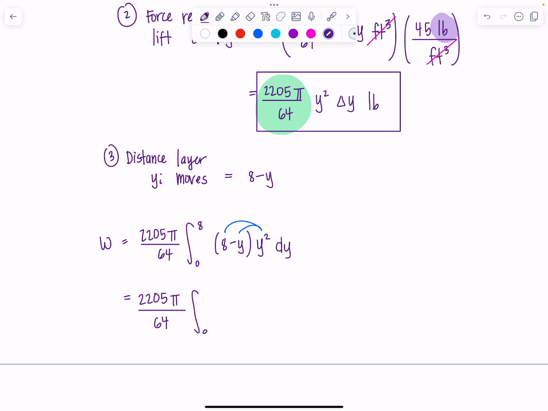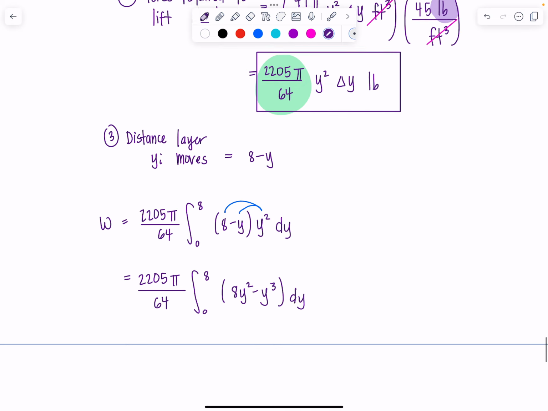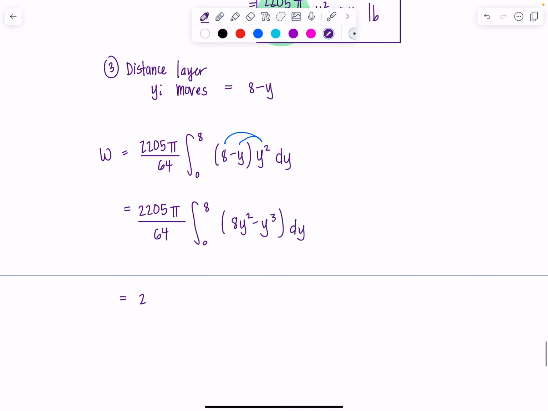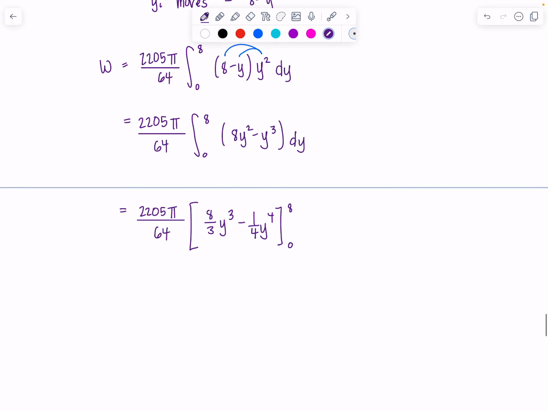Oops, I got too excited. I was going to integrate already. I guess you could if you're ready. 8y squared minus y cubed dy. Good? Okay. 2,205 pi over 64. This is going to be 8/3 y cubed minus 1/4 y to the 4th from 0 to 8.